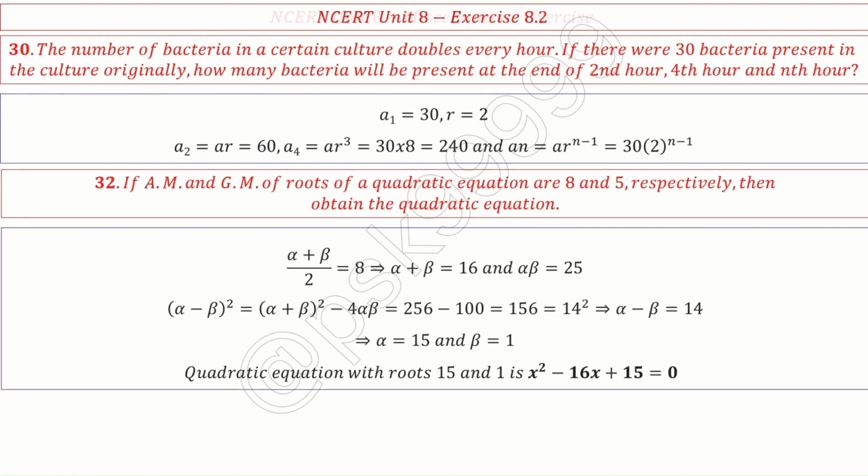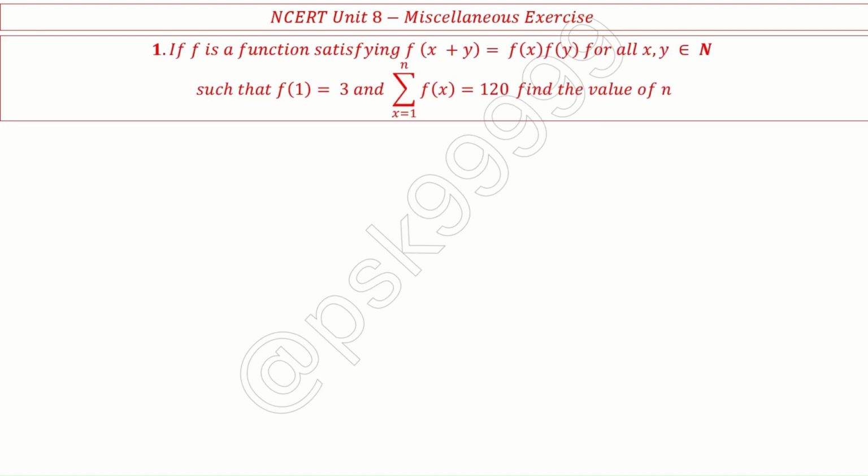Okay, next. Let's do miscellaneous exercise. Okay. First one is, if f is a function satisfying f of x plus y equal to f of x into f of y for all x, y belongs to natural numbers N, such that f of 1 is given as 3 and sigma of f of x running from 1 to n is 120, sorry, sum of first n function values is 120, then find the value of n. Okay, so basically what we need to find is what is f of x.